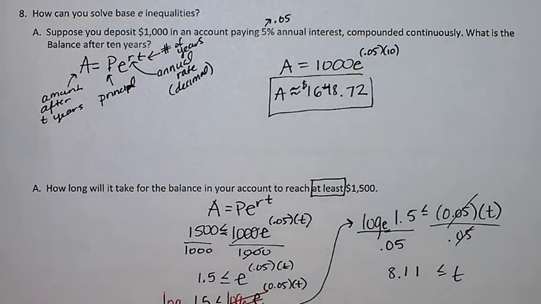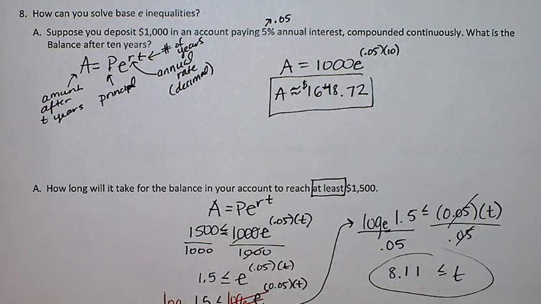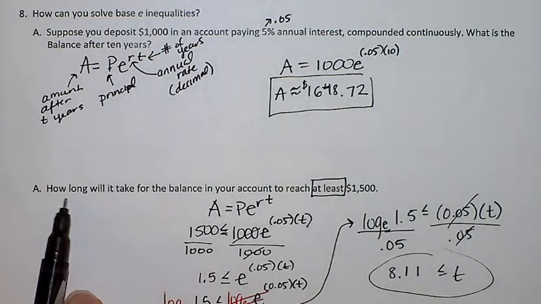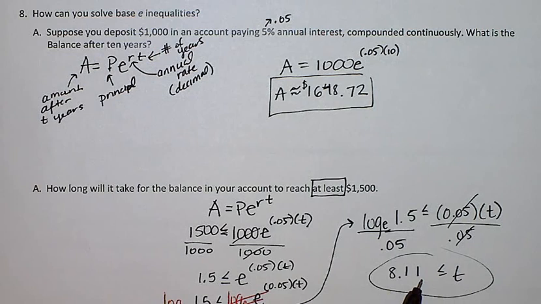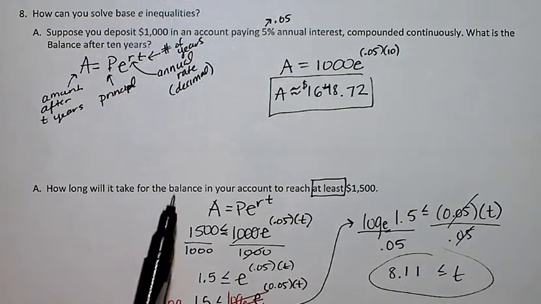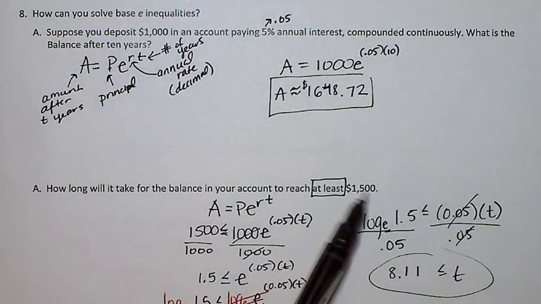And now, this is the key, we have to make sense of this. So yes, we did the math right, but if we don't make sense of it, we haven't actually answered this question. So it will take a little more than 8 years before our balance reaches at least 1,500. You're writing that down.